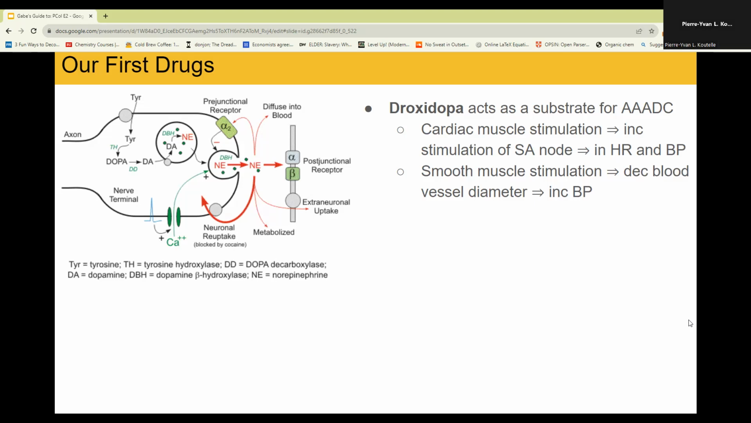Would it be vagal since you prevent the... actually, yeah, it would be sympathetic, never mind. Yeah.